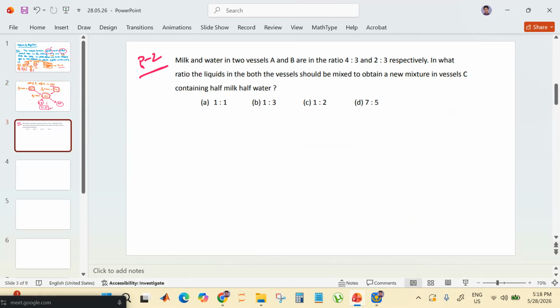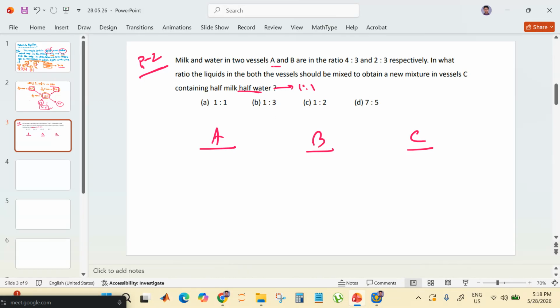So the problem number two: two vessels A and B, the ratio 4 is to 3 and 2 is to 3 respectively. In what ratio of the liquids in both the vessels should be mixed to obtain the new mixture in vessel C containing half milk, half water? That means 1 is to 1. So from A and B to C you have to form.